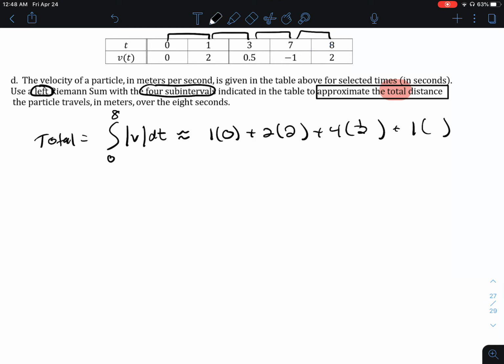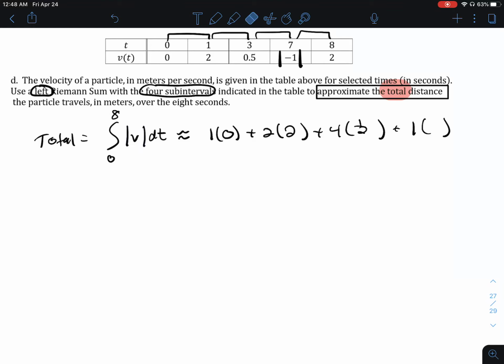Now, here's where we got to be super careful. And I almost just missed it, even though I emphasized it here. It's the absolute value of velocity. This velocity is -1. We have to take its absolute value. We're supposed to take each of these absolute values.